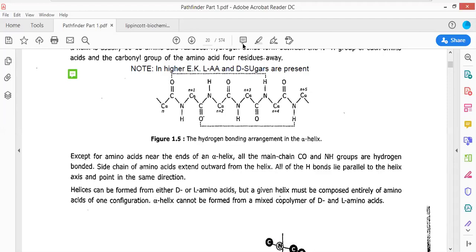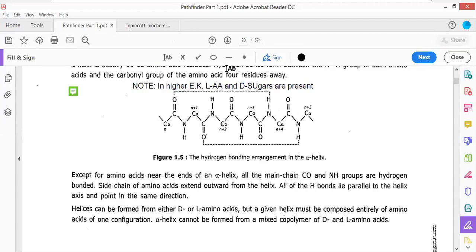Now this question has also been asked: which of the amino groups or the carboxyl groups are not hydrogen bonded in the case of the alpha helix? In the alpha helix, except the amino group or the carboxyl group present at the ends of the helix, all others have hydrogen bonding. So the terminal amino or the terminal carboxyl group are never bonded with each other. They do not participate in hydrogen bond formation.